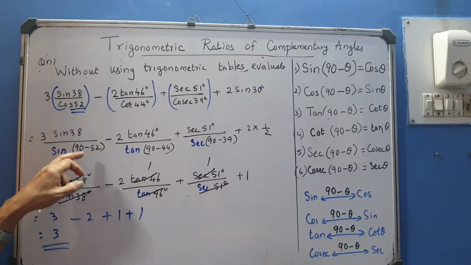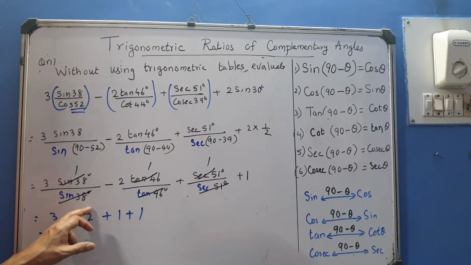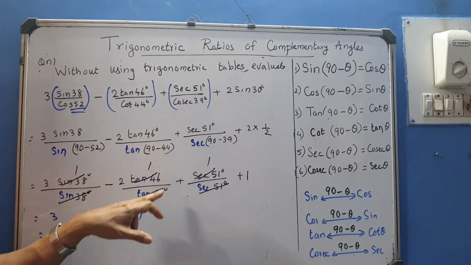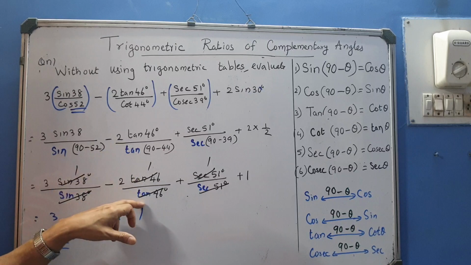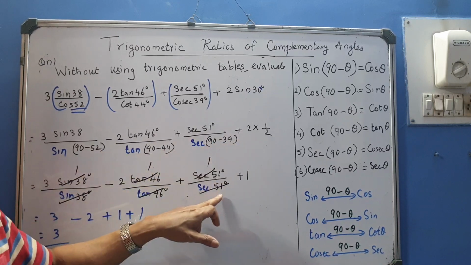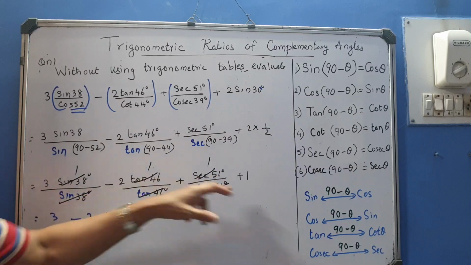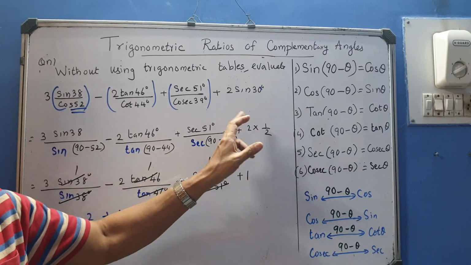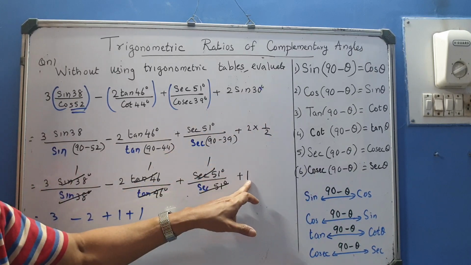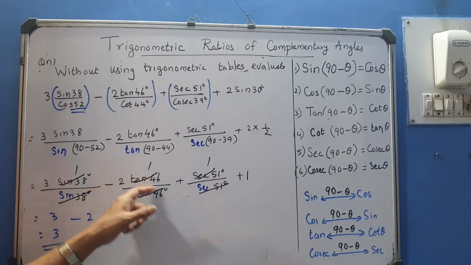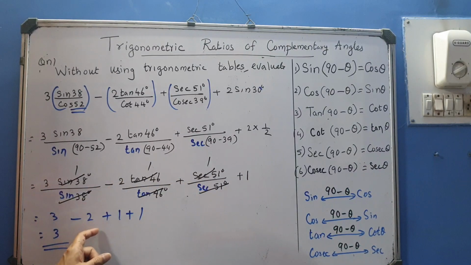So now subtracting the angles, 90 minus 52 is 38, so sine 38. 90 minus 44 gives you 46, so tan 46. 90 minus 39 gives you 51, so sec 51. This is a standard angle, sine 30 is half, so 2 and half give you 1. So now this is 1, 1, 1. So 3 minus 2 plus 1, plus 1, the 2 cancels with the minus 2. The answer is 3.